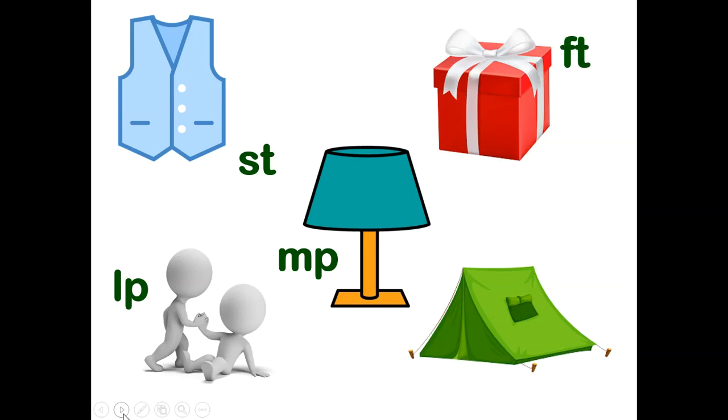And next we have the picture of the gift, the bright red gift at the top. And in the word gift, we hear the ft sound, like in gift. Down at the bottom, we have the picture of the tent. And in the word tent, we can hear the nt. So you are going to look for the nt and say nt in a word like tent.